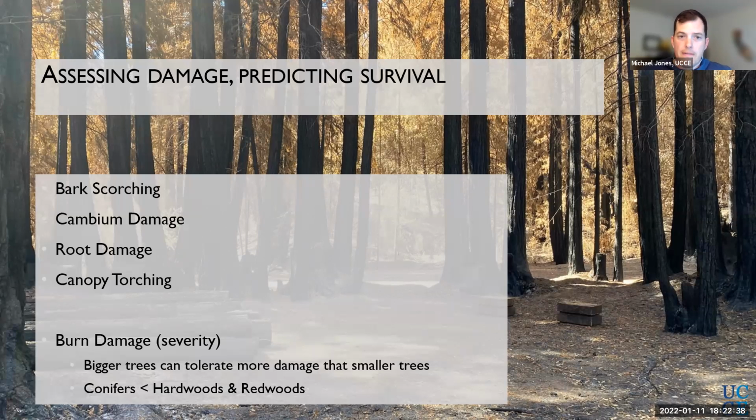I'll talk a little bit about Doug fir, since that's the primary conifer that we deal with in these situations. It's similar to the mechanisms that Danny looks at, but we certainly have different responses and we think about it differently. So we look at bark scorching as that first observational determination of what the impact was. Then we look at cambium, root damage, and canopy torching. It's partially intuitive, partially non-intuitive, but bigger trees can usually tolerate more damage, and conifers are less tolerant of fire damage than hardwoods and the redwoods.